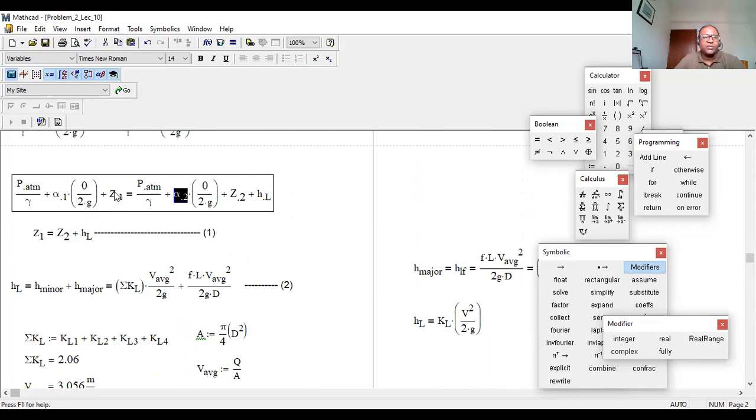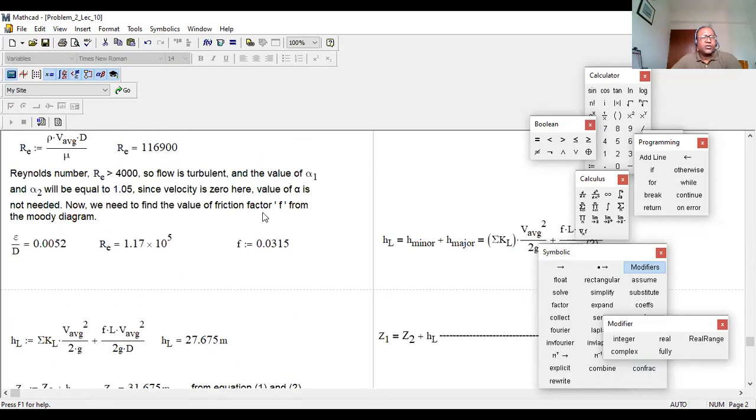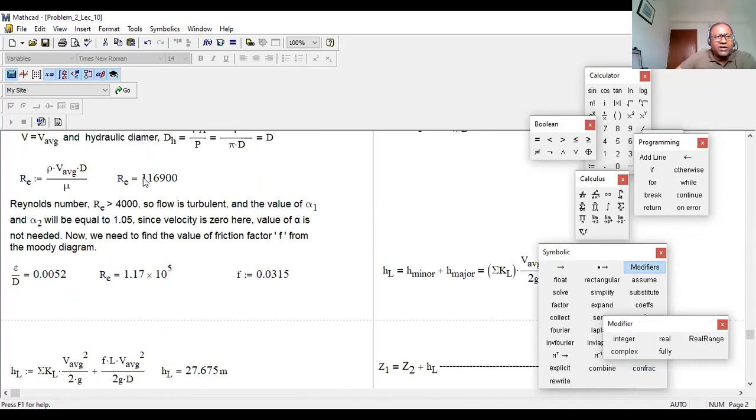Now you see right over here, because velocity 1 and 2 are becoming 0, this whole term is going to 0. So we are not worried that much. But in any problem where velocity is not 0 at both points 1 and 2, you figure out whether the flow is laminar or turbulent. From that criteria, you figure out the value of alpha 1 and alpha 2. Okay, so we got the Reynolds number.